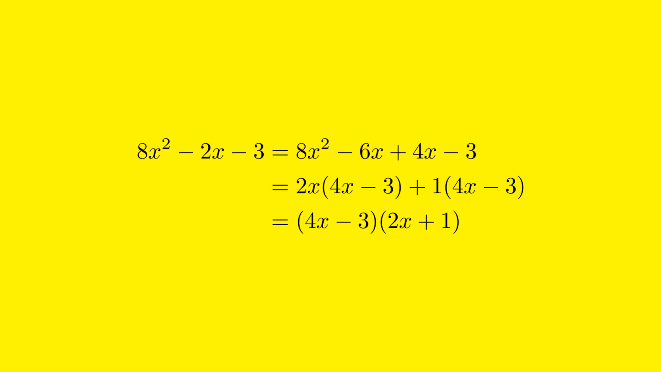plus 4x minus 3. Next, we group together the first two terms and the last two terms separately, then factorize each group. We obtain 2x times (4x minus 3) and 1 times (4x minus 3). By observing carefully, you can see that 4x minus 3 is a common binomial factor in both groupings. Finally, we rewrite the expression to indicate this common factor. When you factor out 4x minus 3 from the two groupings, we get (4x minus 3) times (2x plus 1). Thus, the correct answer is (4x minus 3) times (2x plus 1).